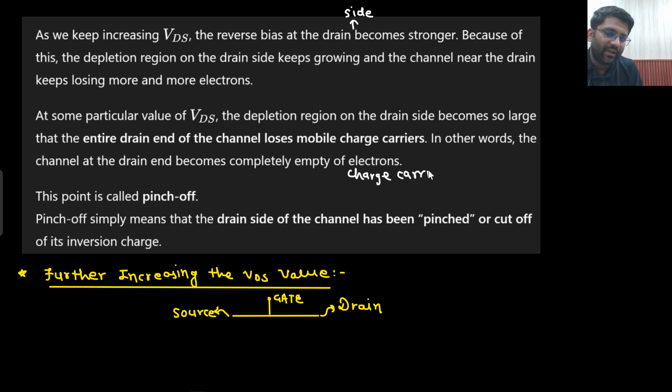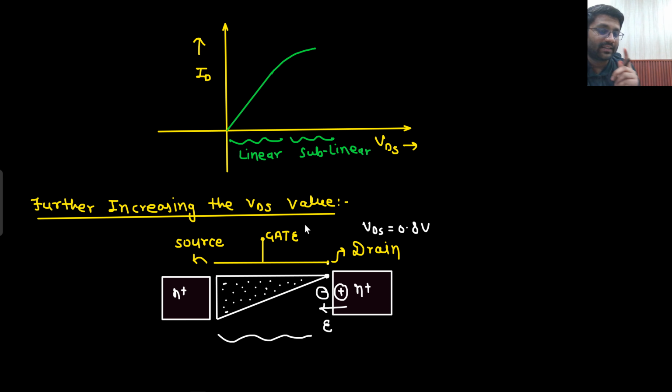It is completely depleted of charge carriers. This point is called pinch off. Pinch off simply means that the drain side of the channel has been pinched or cut off of its inversion charge. But here you might think that, sir, current should be zero, but no, current would be there, but the current rise will not be much. Are you able to understand this point? Once the pinch off has occurred, after that current will not be rising.